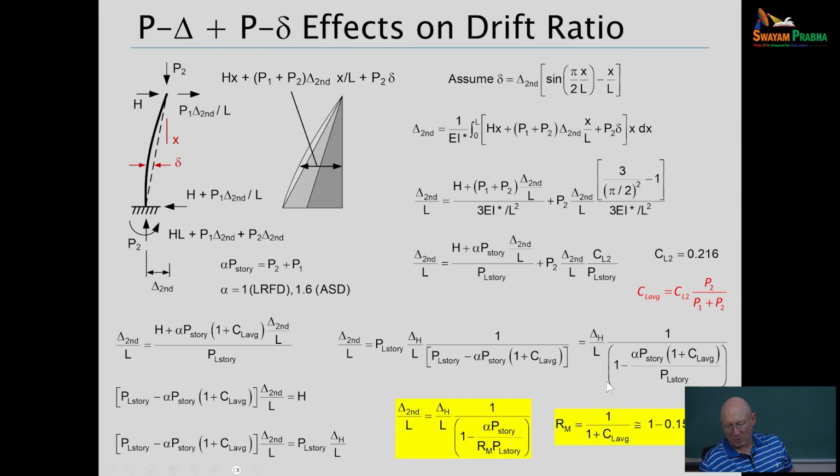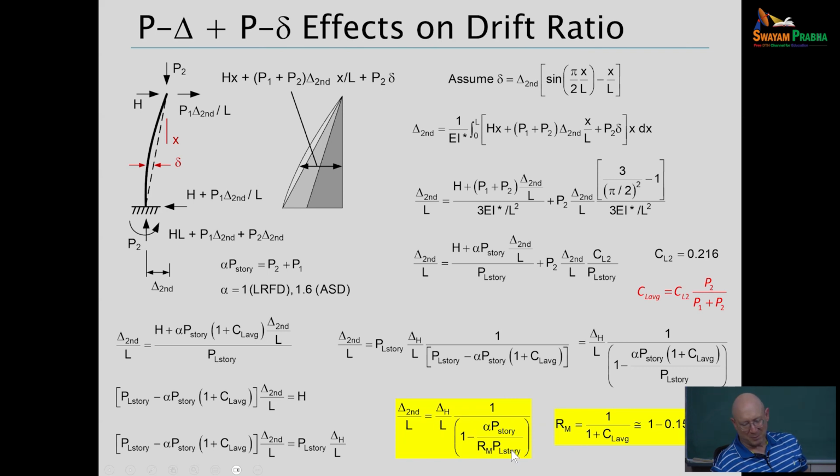Form on the right down here. We have an alpha P story times a 1 plus the CL average over the columns in the story, in the numerator here of that term inside the denominator. We're going to change variables here, and introduce a new variable that's in Appendix 8 in the AISC specification called R subscript M. That's equal to 1 over 1 plus CL average. And so if we rewrite this equation in terms of RM, we get a simpler form.